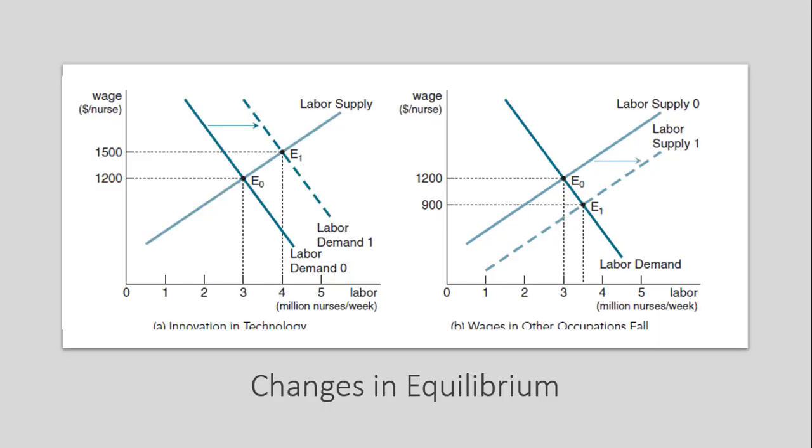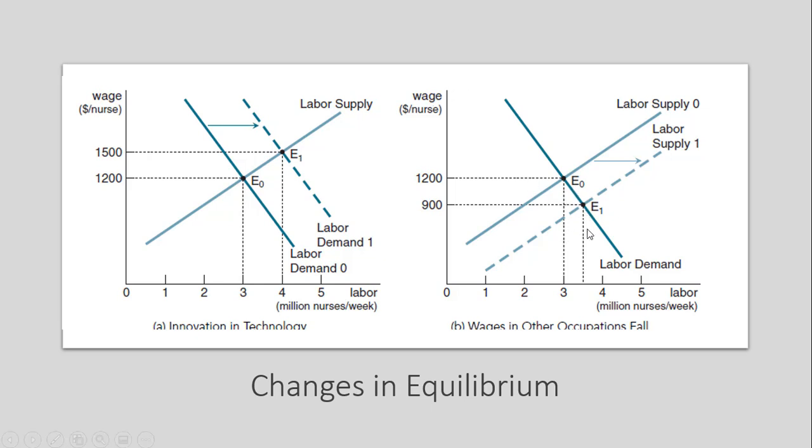Let's talk briefly about changes in equilibrium. So this graph here on the left, I'm showing the effects of an increase in labor demand. In the previous video lecture, I talked about things that could cause an increase in labor demand. What we notice here is that the equilibrium shifts from E subscript 0 to E subscript 1. What's new about this equilibrium is that workers are being paid now a higher wage and more workers are being employed. So when labor demand increases, wages and employment expand in the labor market. The reverse would hold true if labor demand decreased.